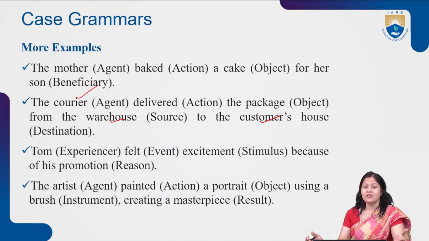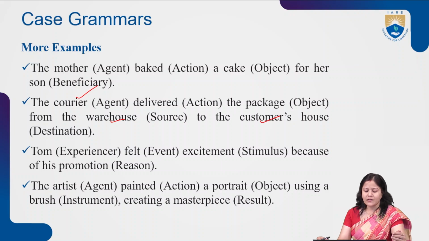Next, Tom felt excitement because of his promotion. So he is getting one result. Because of the promotion, he felt excitement. So Tom is not an agent here. He is not performing an action. He is experiencing excitement. So Tom is considered as the experiencer. Felt is the event, excitement is the stimulus, and his promotion is nothing but the reason case. So whatever the words are given in the brackets, those are considered as the cases in a particular sentence, and all the cases we can represent in the tabular format as I discussed before.